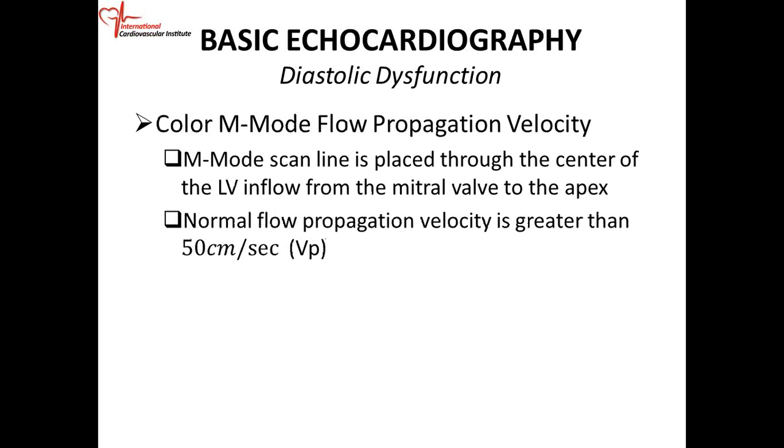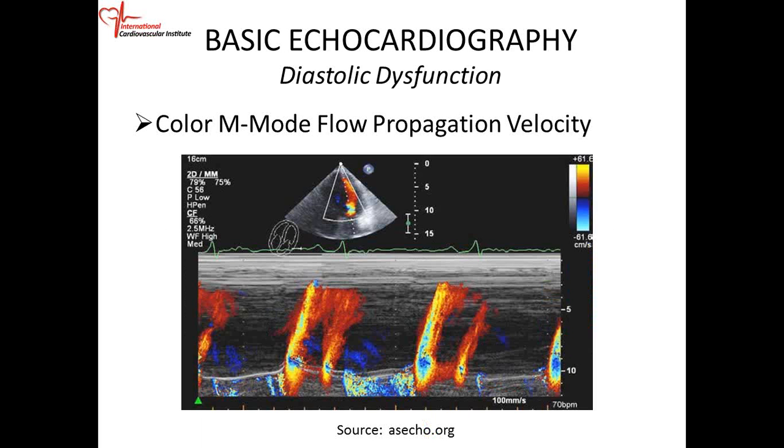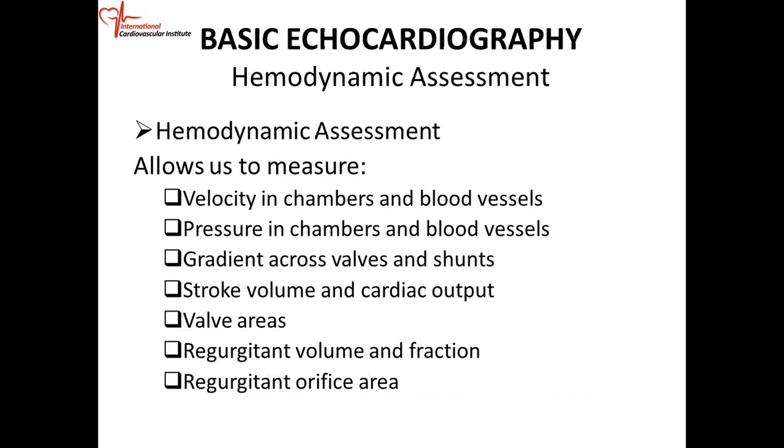We're not going to talk about the color M mode because we don't use it anymore, but it's an M mode scan line placed through the center of the LV from the mitral valve to the apex, and the normal flow propagation is usually greater than 50 centimeters per second. So we really don't use it anymore. This is what it looks like. You can look it over if you want to.